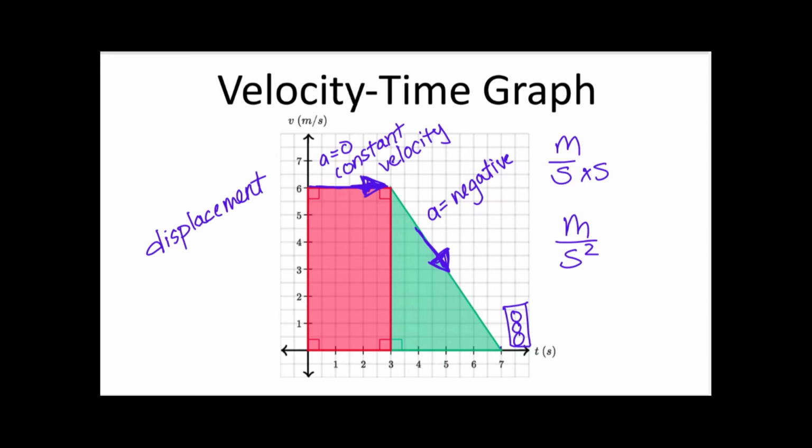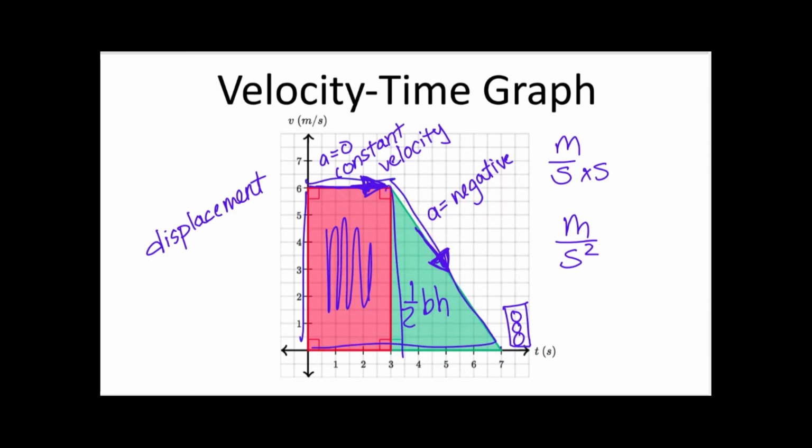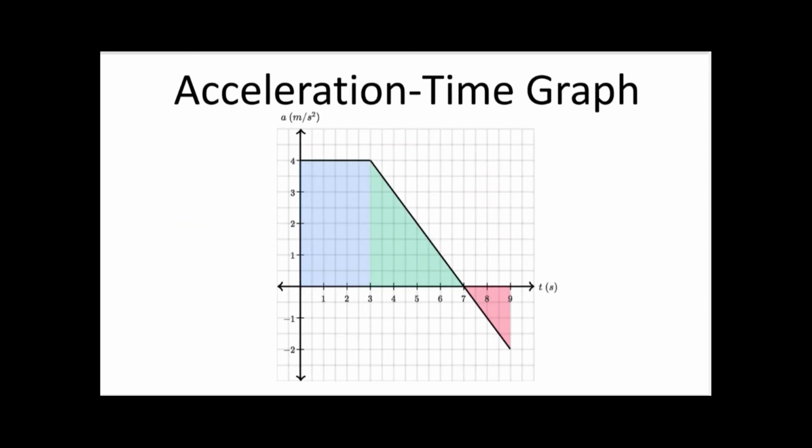For this one, you would do length times height, because it's a rectangle for the red, and then for this one, you do 1/2 base times height, because it's a triangle. So that's how you'd solve that. And then if you wanted the area under this entire curve, you would just add these two together. You just make them into shapes like this. You don't have to do the actual shape of the whole graph. You just make the rectangle and make the triangle.